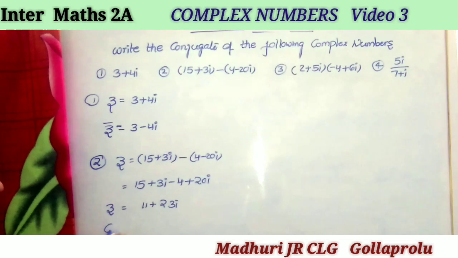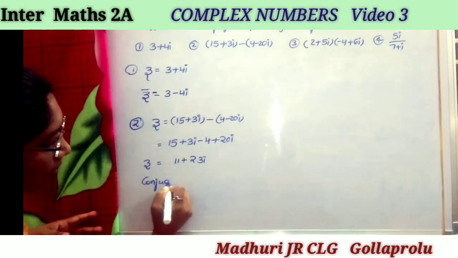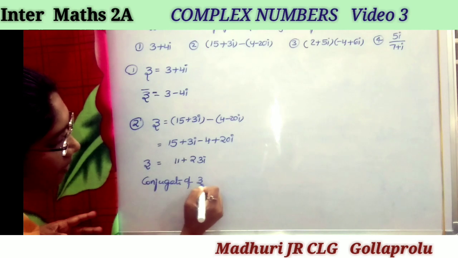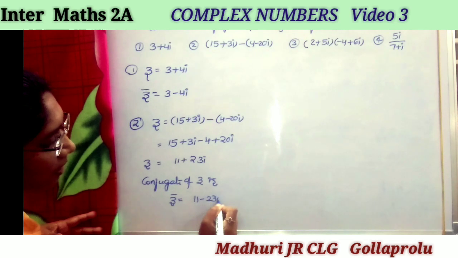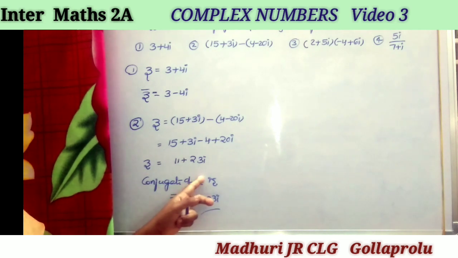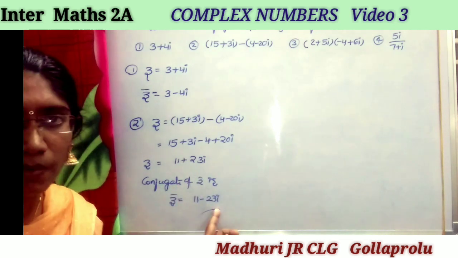Now we want the conjugate. Now what is the conjugate formula? Conjugate of z is z bar, that is equal to 11 minus 23i. Given quotient is 11 plus 23i. Therefore the conjugate is 11 minus 23i.